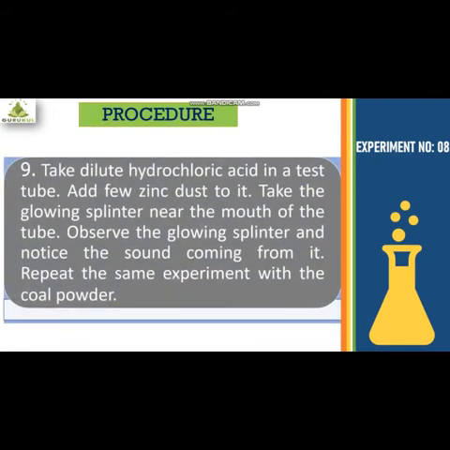Last, what I'm going to do, I'm going to take dilute hydrochloric acid in a test tube. I'm going to take a clean dry test tube, add hydrochloric acid into it, and then I'm going to add some zinc dust onto it. Then students, you know what I have already explained. To check the presence of hydrogen gas, we use a splinter. A glowing splinter we take near the test tube, and if the pop sound comes, that means hydrogen gas is present. So basically we are going to check whether hydrogen gas is present or not.